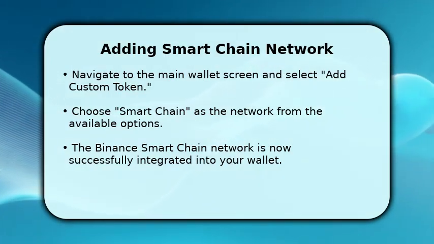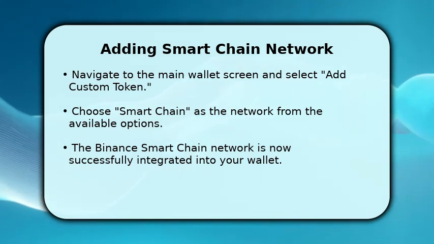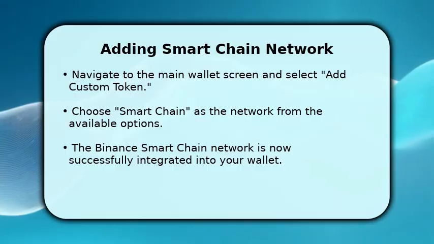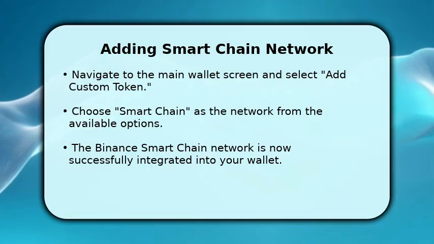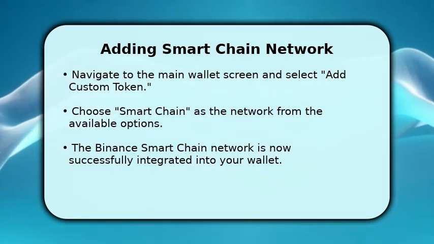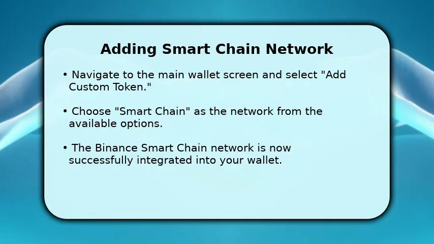On your main wallet screen, look for the Add Custom Token or Add Token option. From the list of available networks, select Smart Chain. This action automatically configures your wallet to interact with the Binance Smart Chain, allowing you to send and receive tokens on that network. It's a quick and essential step.